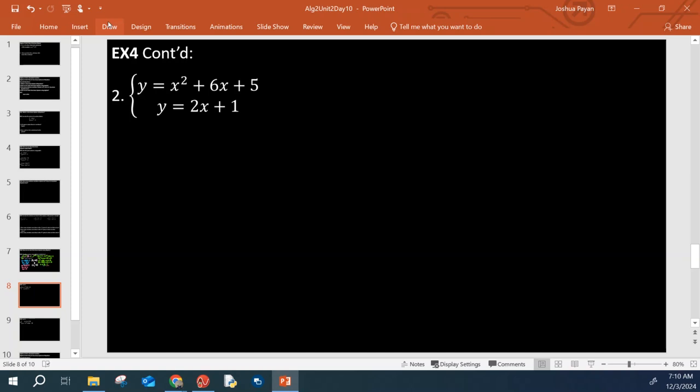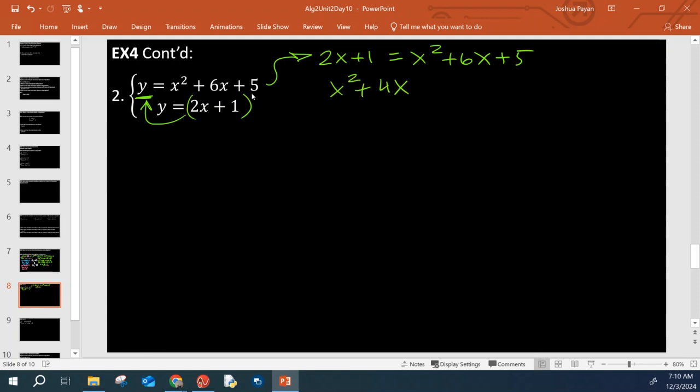But we're going to see, obviously, some different outcomes than what we saw in the first one. So here, same process. I know that y is equal to 2x plus 1, which means I can substitute for this y up here. So now I can say 2x plus 1 is equal to x squared plus 6x plus 5. And again, just like in the last example, I've got to get this into standard form. So minus 2x minus 1, that's going to give me x squared plus 4x now plus 4, and now I'm equal to 0.